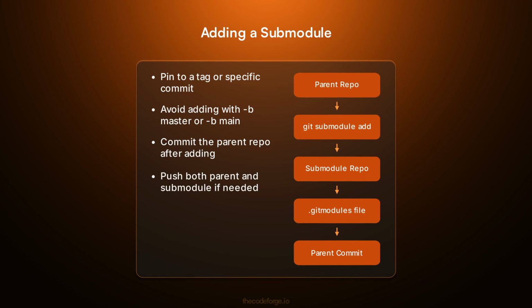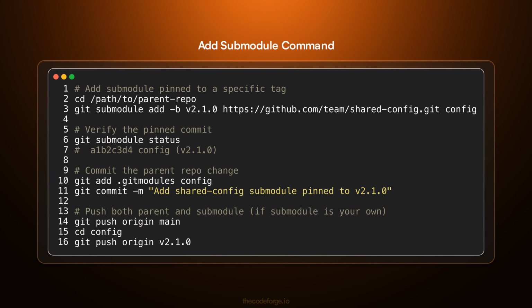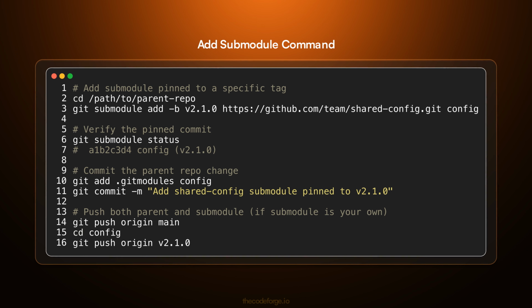Adding a submodule is straightforward, but most people miss the critical step, pinning to a stable commit. Don't just add the default branch head, that will break when the branch moves. Always specify a tag or a specific commit. Here's how to add a submodule for a shared config library. Notice we pin to a tag, v2.1.0. After adding, commit the parent repo and push both the parent and the submodule if you own it.